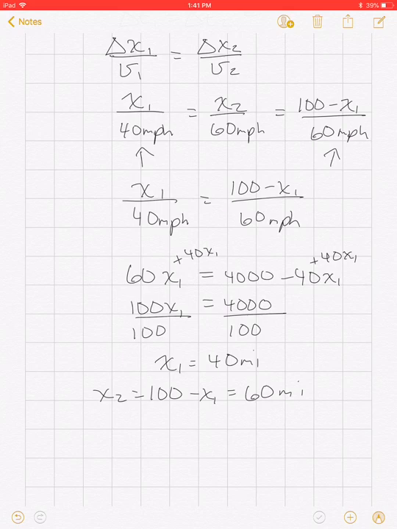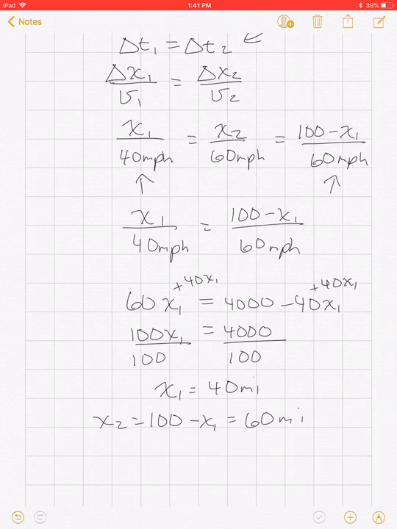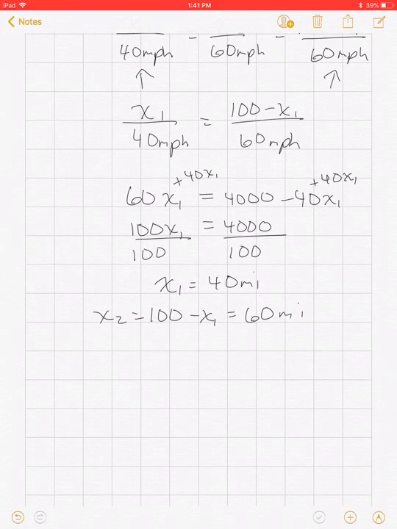Okay, so now we can figure out how much time was spent on each leg. So now we know the distance for each leg. So we can say that the velocity for the whole trip is going to be the total distance over the total time. Well, the total time, oops, I forgot to solve for the total time. We'll get back to this in a second.